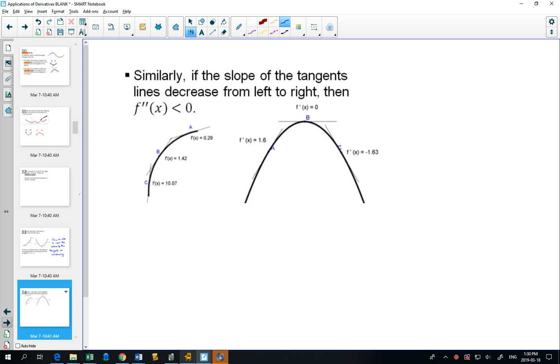And if we look at tangents where the original graph was concave down, if we go from left to right, the tangents are decreasing. And if your tangents are decreasing, then your second derivative would have to be negative. Because whenever things are negative, it tells you that one function up is decreasing. And if you go two functions up, that would mean that it's concave down.